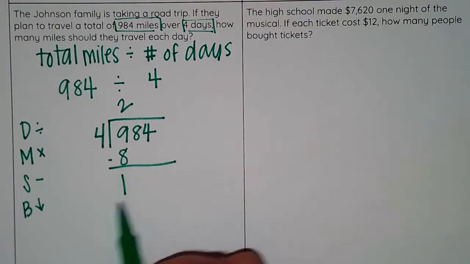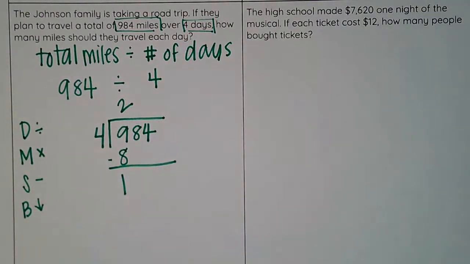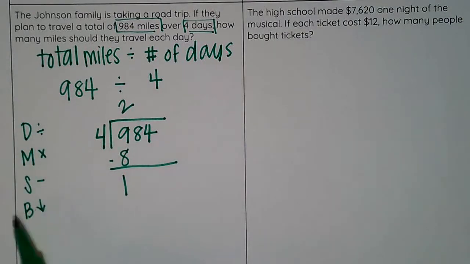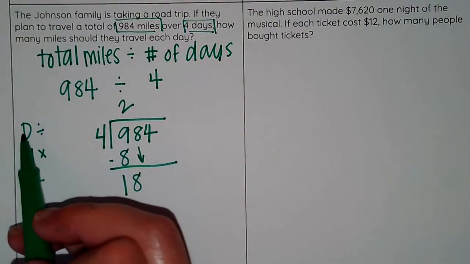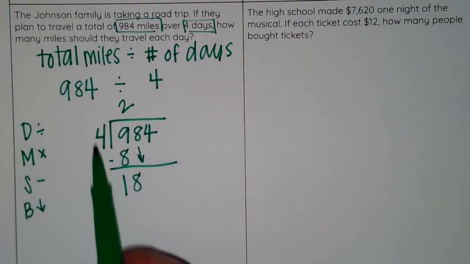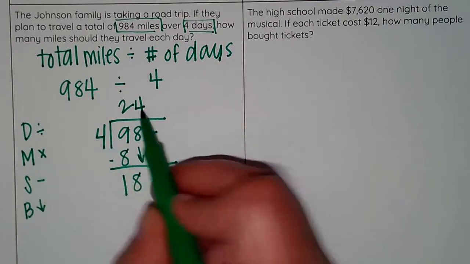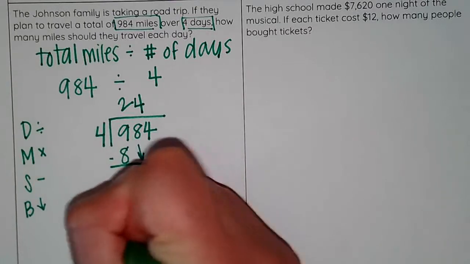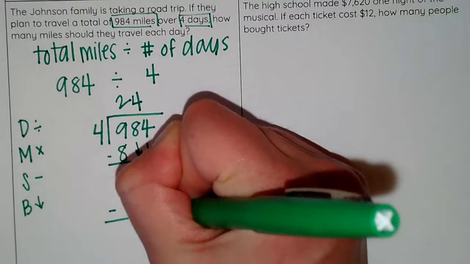Now, I don't have 0 here, and I have more numbers to go, so I'm not done. I need to keep moving. So I go back up to, I've subtracted. Now I need to bring down. Now I go back up to division. All right. How many times does 4 go into 18? Well, it goes in 4 times. Now I multiply. 4 times 4 is 16. I subtract, getting 2. And now I bring down.